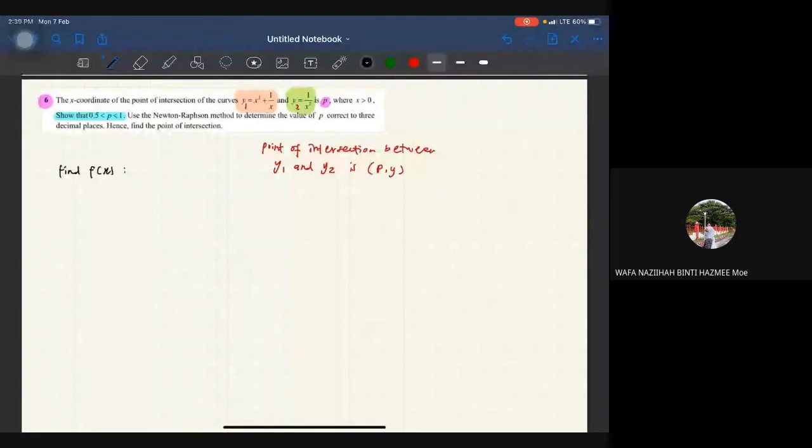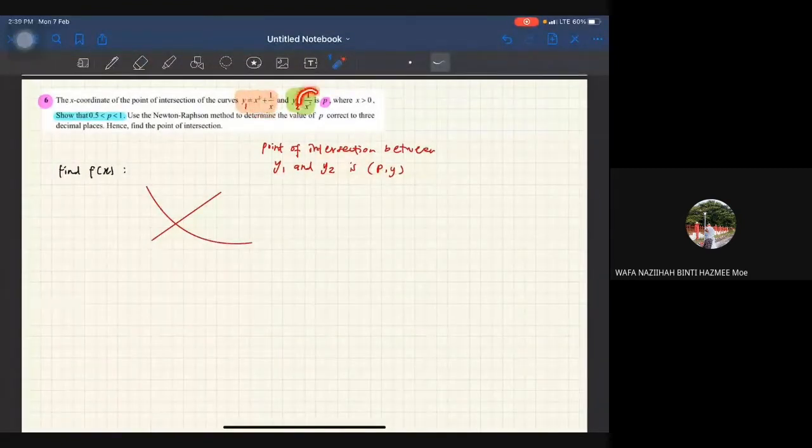Okay, so how to find fx? Kalau dekat intersection, kita bayangkan macam ni contohnya. Nilai dekat sini, nilai xy dia adalah nilai yang sama. Maksudnya formula dia akan bergabung. Ini y1 dia mesti sama dengan y2.